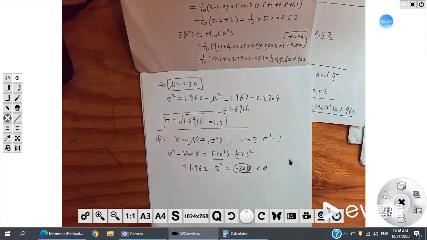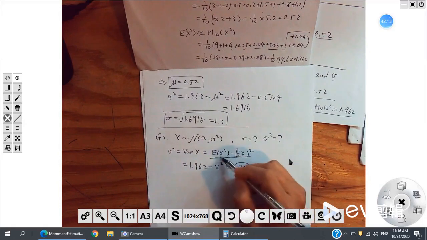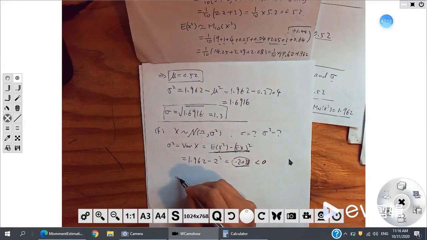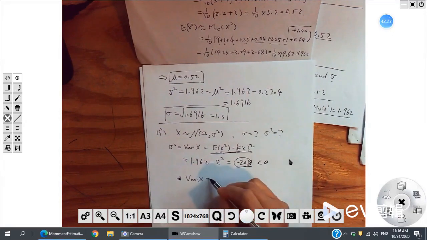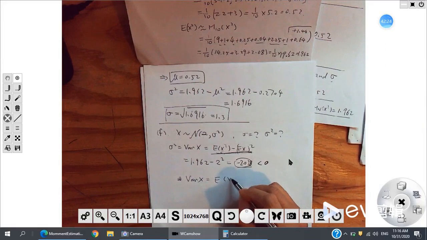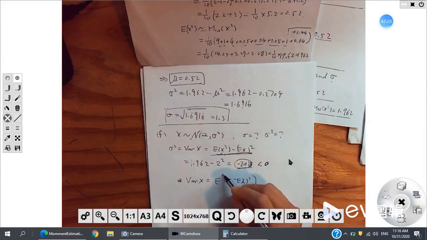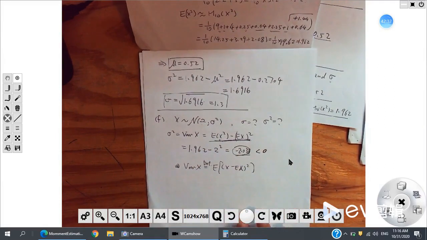So in this case, you cannot still use this formula directly. You need to try this one. By definition, the variance of X is E of (X minus EX) squared, right? This is the definition. So we estimate by the definition.